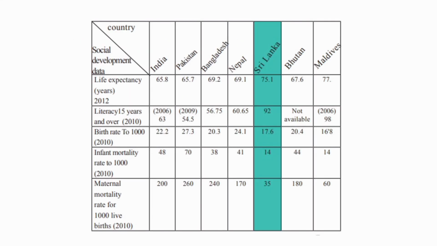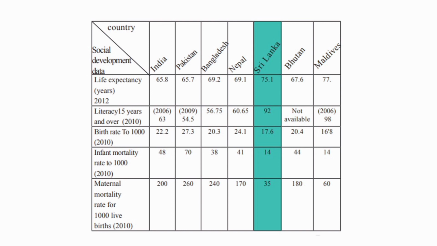Dear students, study this table which represents some data on social development of South Asian countries. This data can be used to compare social development in several fields of the countries in South Asia. Look at the data of Sri Lanka carefully. There is a high life expectancy in Sri Lanka among South Asian countries. It is second only to Maldives among the other South Asian countries. Literacy rate of Sri Lanka is 92%. It is also second only to Maldives among other South Asian countries.